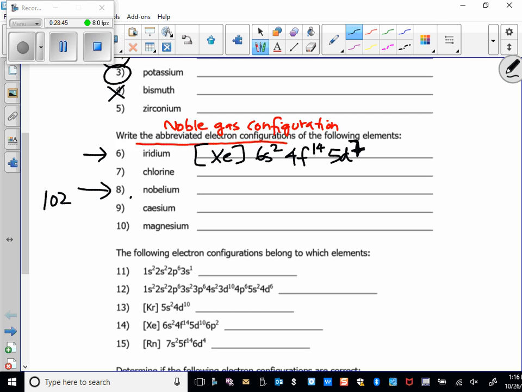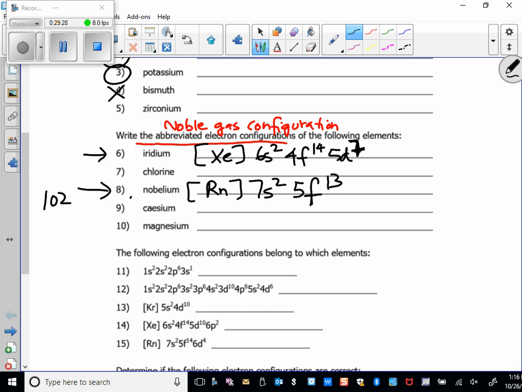Let's do nobelium. Nobelium is 102. So what is the last noble gas on the periodic table that we can start with? Radon is 86. What will come after radon? 7s2. What will come after 7s2? 5f. It's not 14, it is 13.